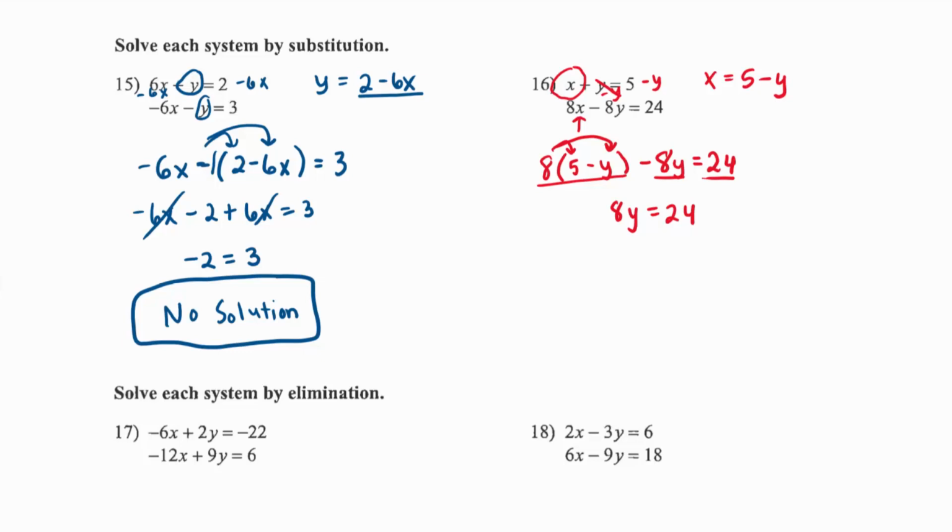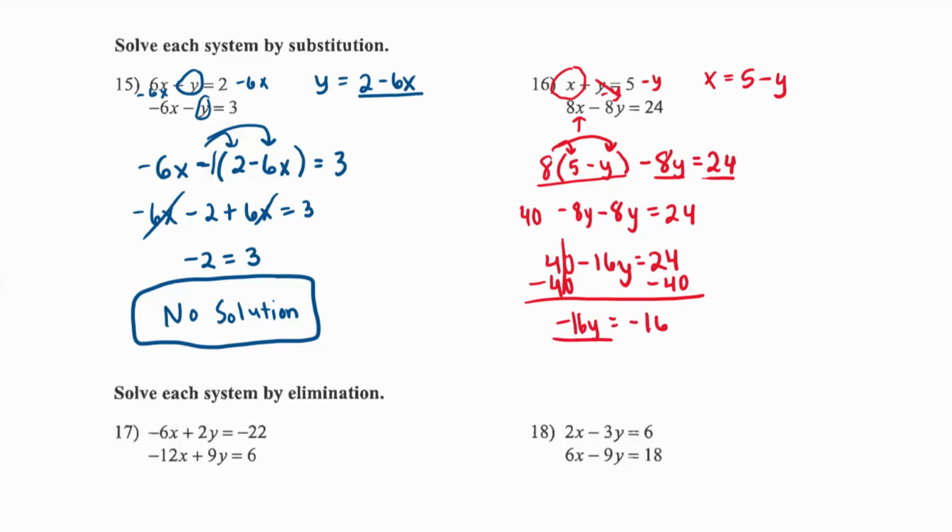So 8 times 5 is 40. 8 times negative y is negative 8y. And then we continue writing it. So now, negative 8y minus 8y does not cancel. It adds to get negative 16y. And then we take the 40 and subtract it over. And get negative 16y equals negative 16. So then we divide both sides by negative 16.